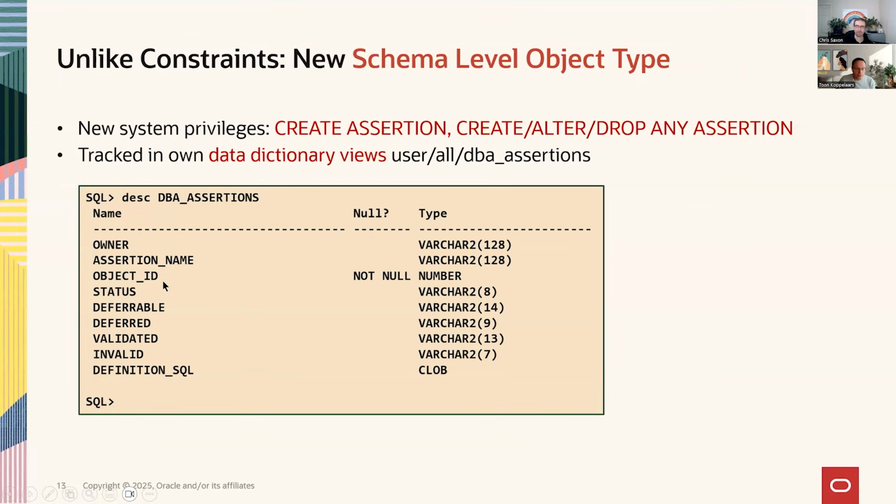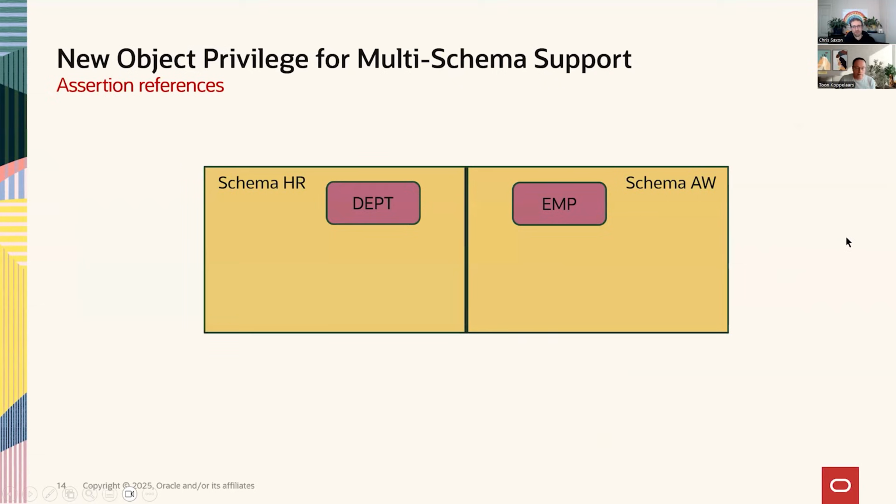Now, note that DBA assertions also has an object ID here. So we're also tracking them in DBA objects, where object type equals assertion. And in the definition SQL, that will hold the Boolean expression that you provided while you did the create assertion. There's also, next to the system privileges that I had on my prior slide, one new object privilege.